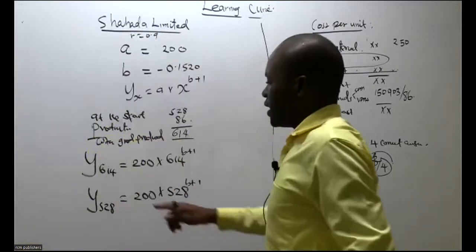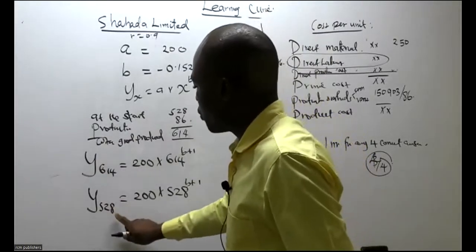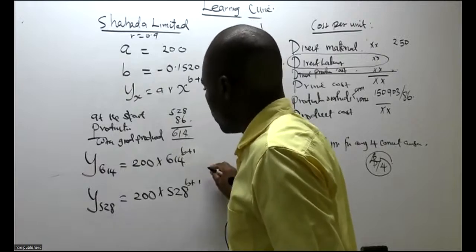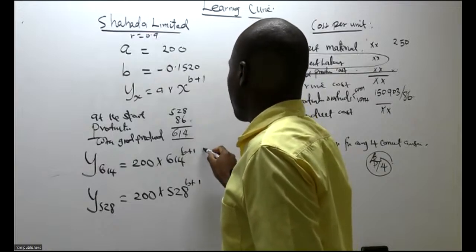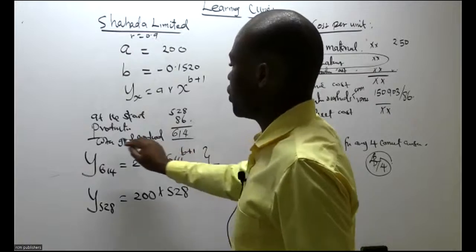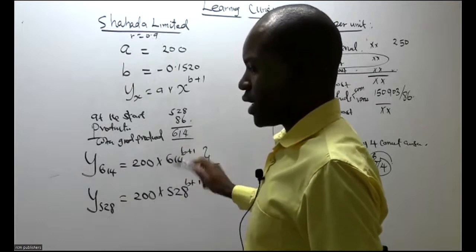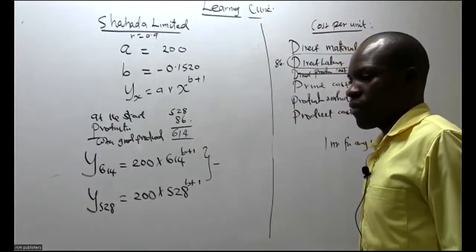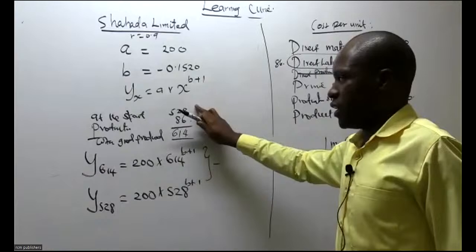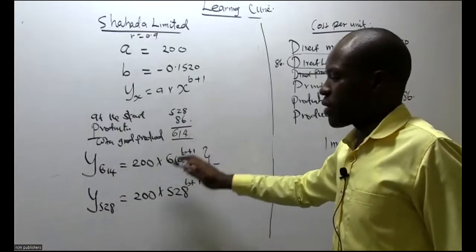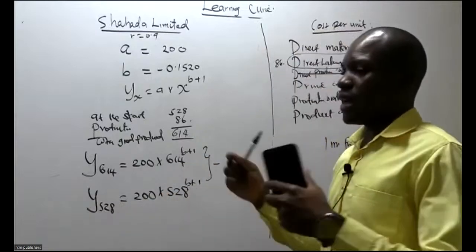If I get the time taken to produce the first 614, less the time taken to produce the first 528, what will that answer represent? The difference between these two will be the time taken to produce how many units? At the start, they had already produced 528. At the end, they have 614. The first 614 is this, the first 528 is this, and in the middle there is a gap.